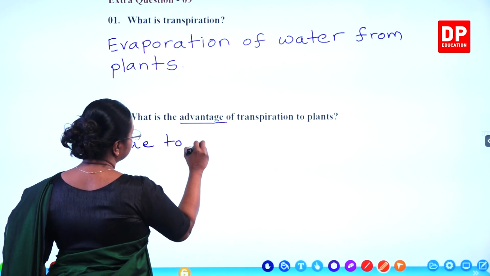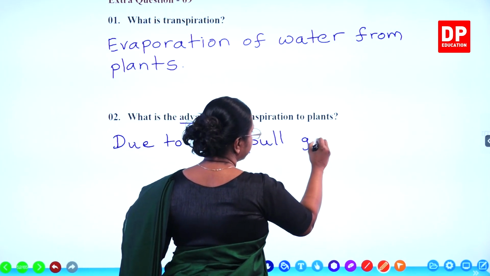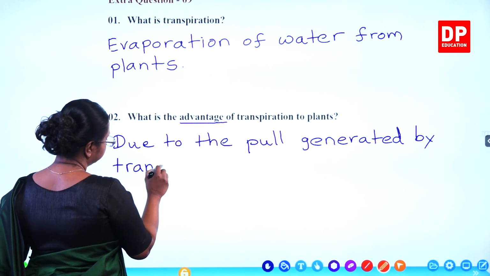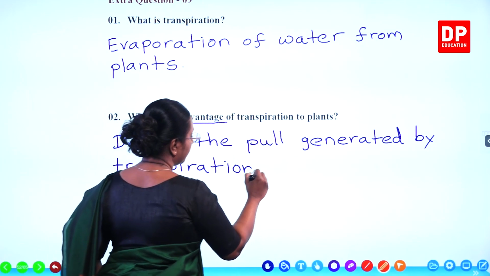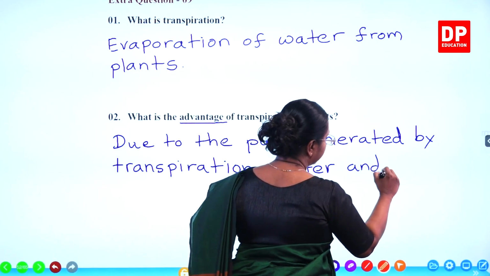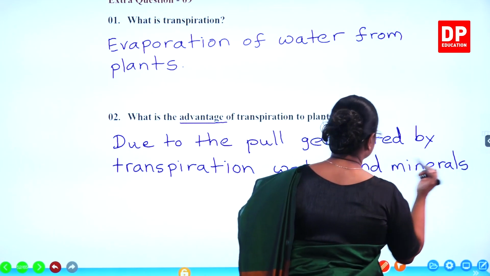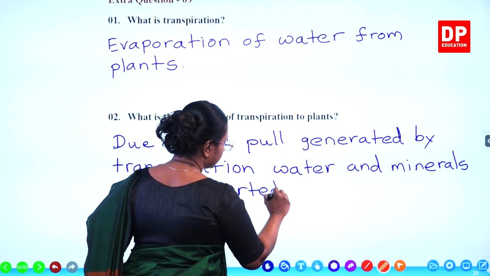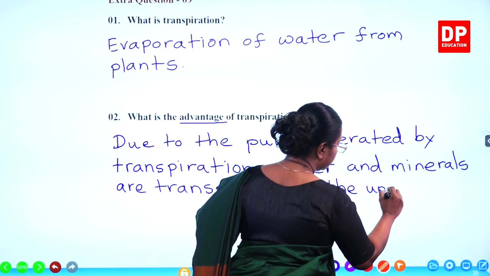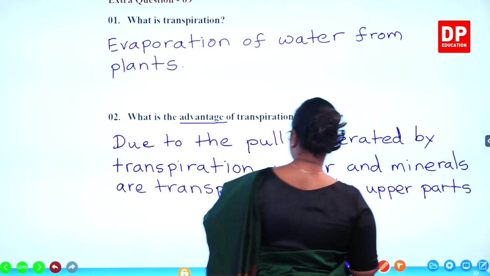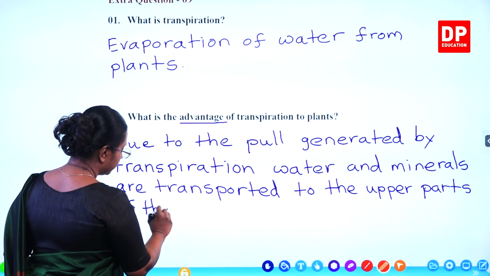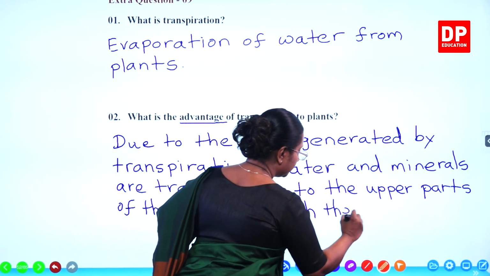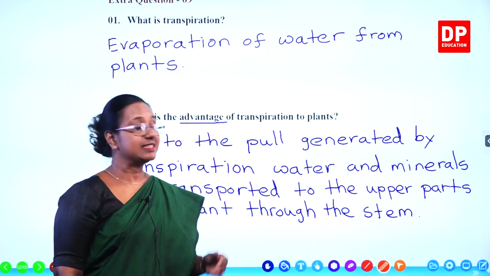Due to the pull generated by transpiration, water and minerals are transported to the upper part of the plant through the stem. So that is the advantage.